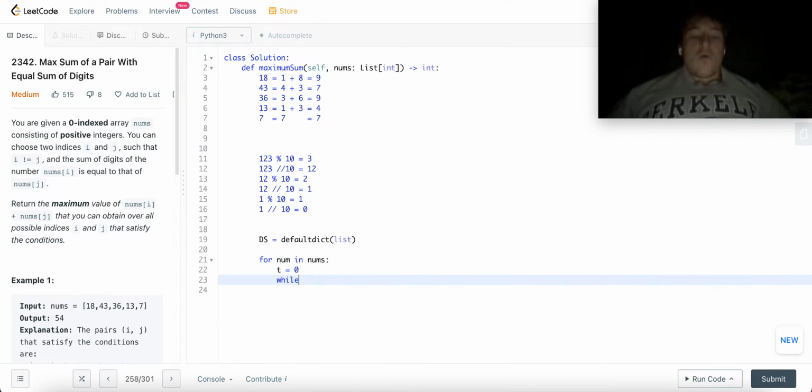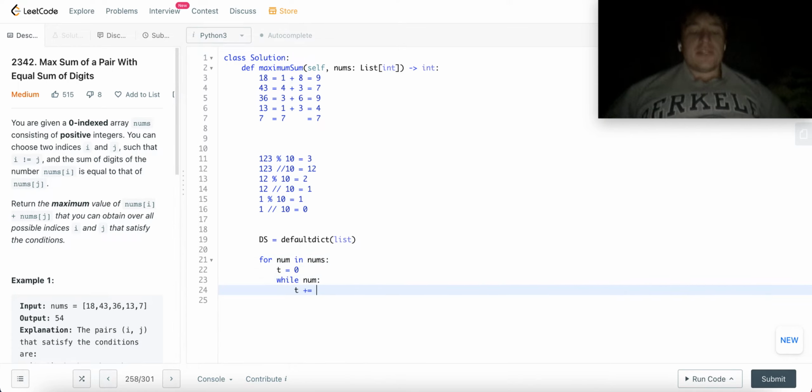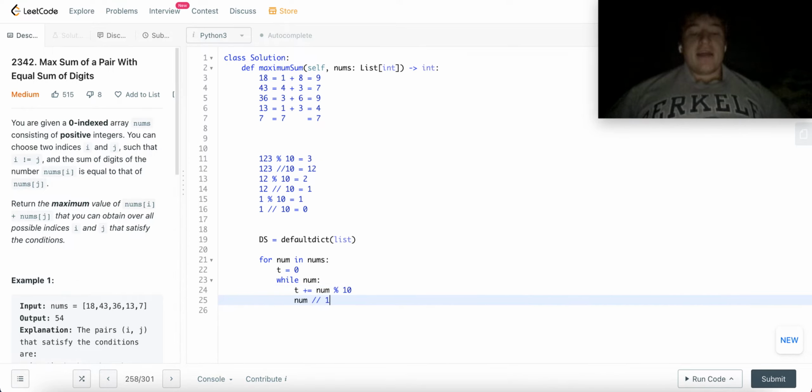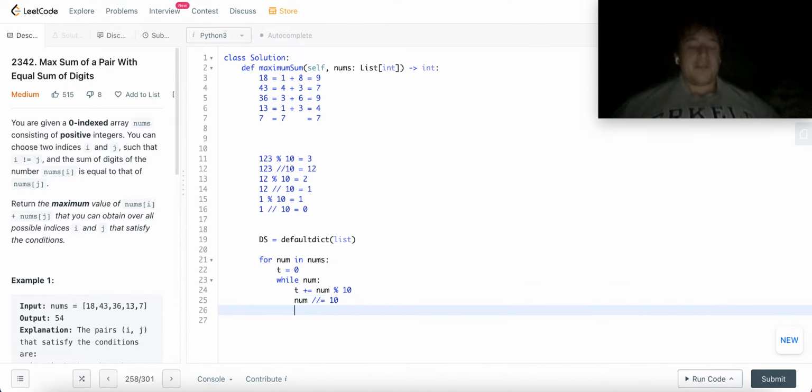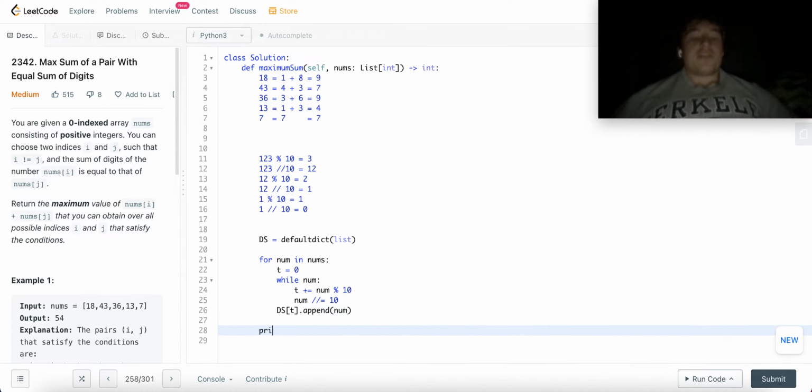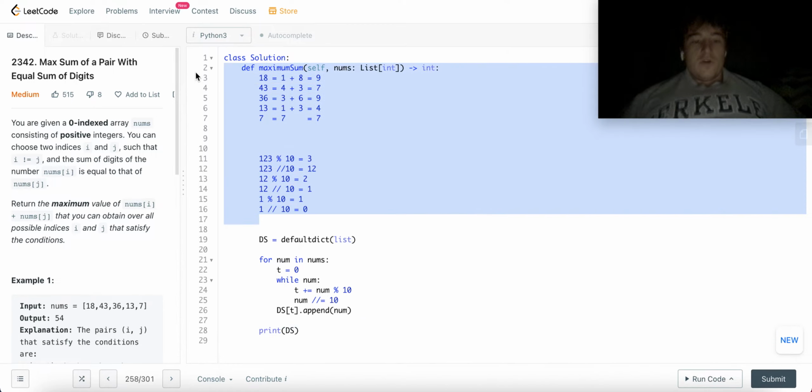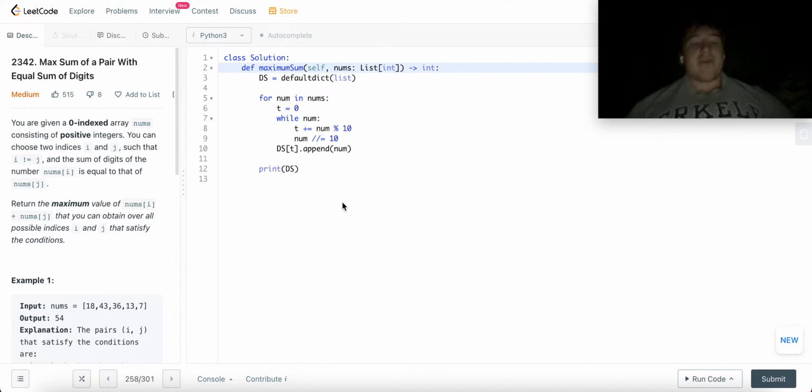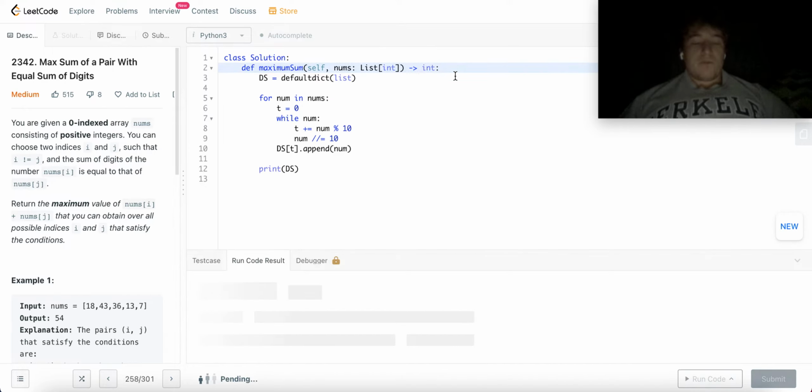So if I just take all these mod values, 3, 2, and 1, and add them together, I'll get the answer, right? So I'll say, while the num exists, t plus equals num mod 10, and then I'll take the num and divide it by 10. All right. And then at the end, I'll just say, okay, ds of this value, we're going to append num. So at the end, what you should see is kind of something where the digit sums have the associated values that lead to that digit sum.